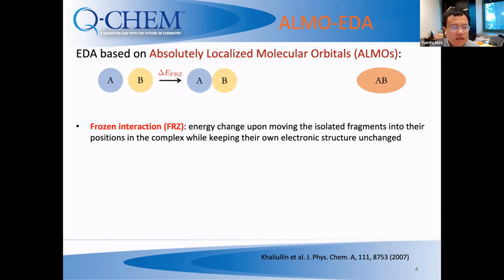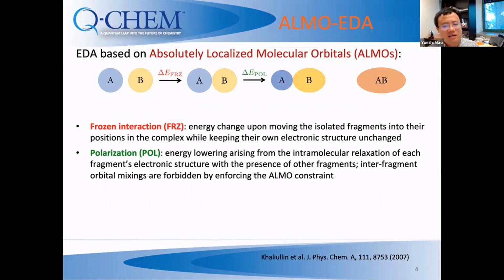In this state, we move the isolated molecules to the positions they have in the complex, but we keep the fragments' electronic structure unchanged. The energy change associated with this step is called the frozen interaction energy.